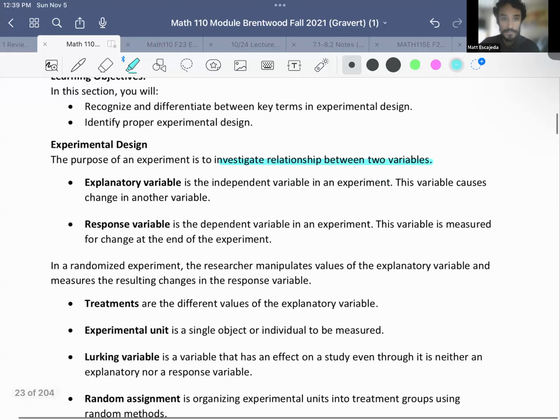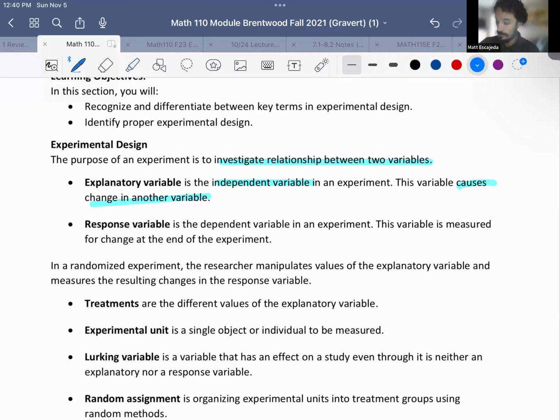Okay, so one of them being the explanatory variable, and that is the independent variable in the experiment. Okay, so independent variable. This variable causes change in another variable. So let's look at two simultaneous examples. Remember with variable in section 1.1, we have like a capital X or capital Y. So we're going to use that terminology as well.